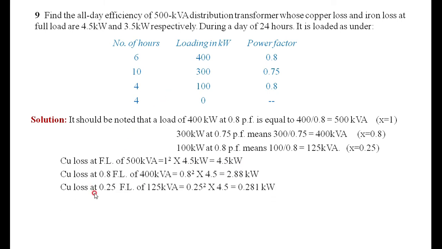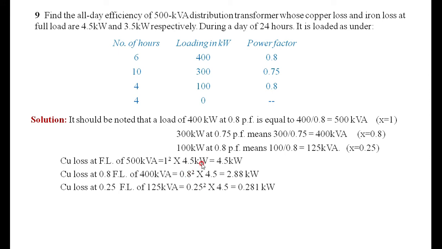Similarly, copper loss at 0.8 full load, or 80% of full load, that is 400 kVA, which is nothing but 300 kilowatt, is 0.8 squared into 4.5, and what I am getting is 2.88 kilowatt. And similarly for 25% loading, because here it is operating at 25%, the copper loss I am getting is 0.281 kilowatt.